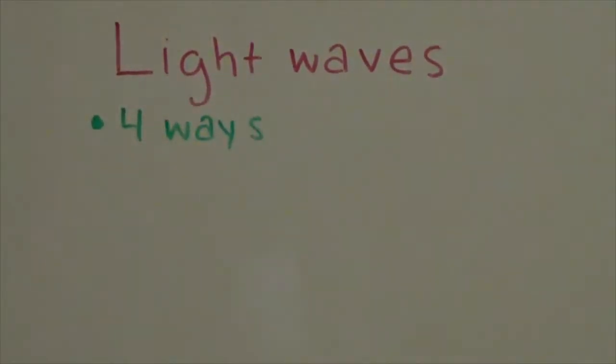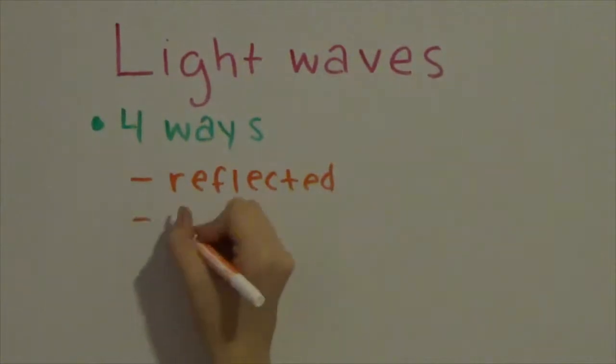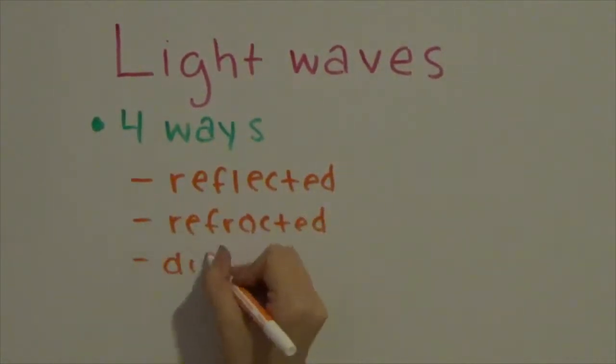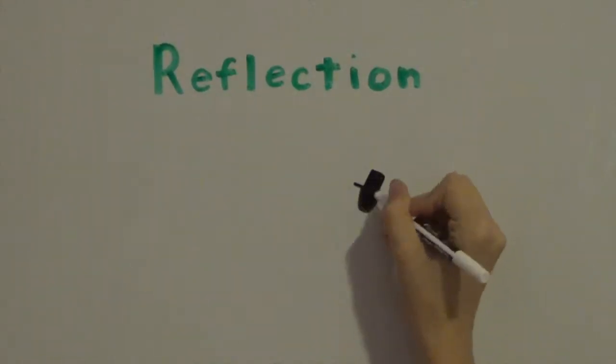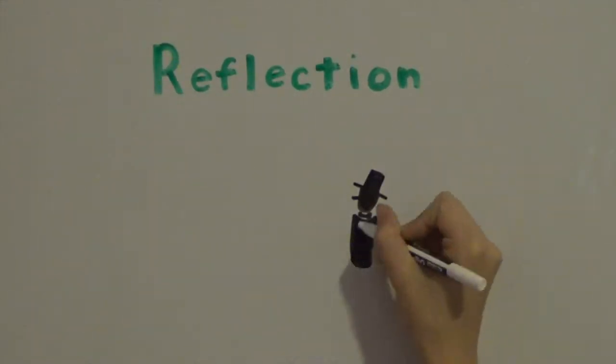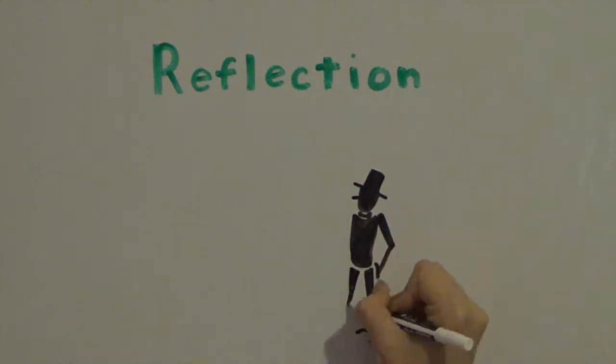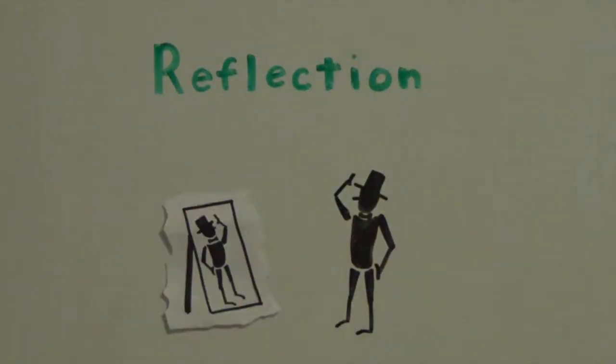Now, light waves can be altered in 4 different ways. They can be reflected, refracted, diffracted, or scattered. Reflection is when light waves hit an obstacle and bounce off at an angle. Reflection is just like looking in a mirror, and your image is reflected back to you.